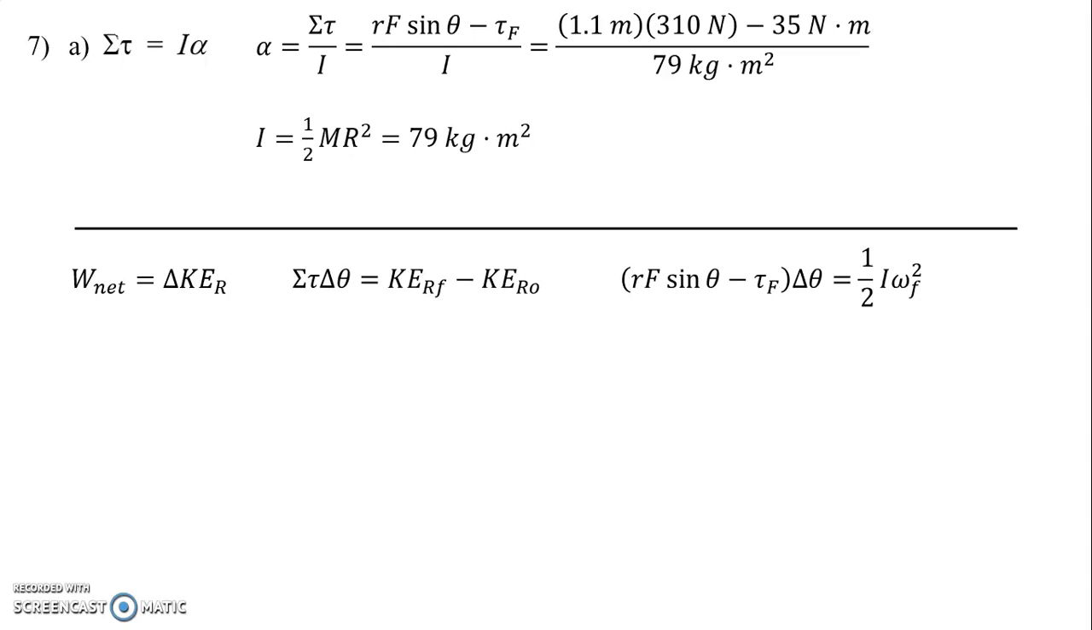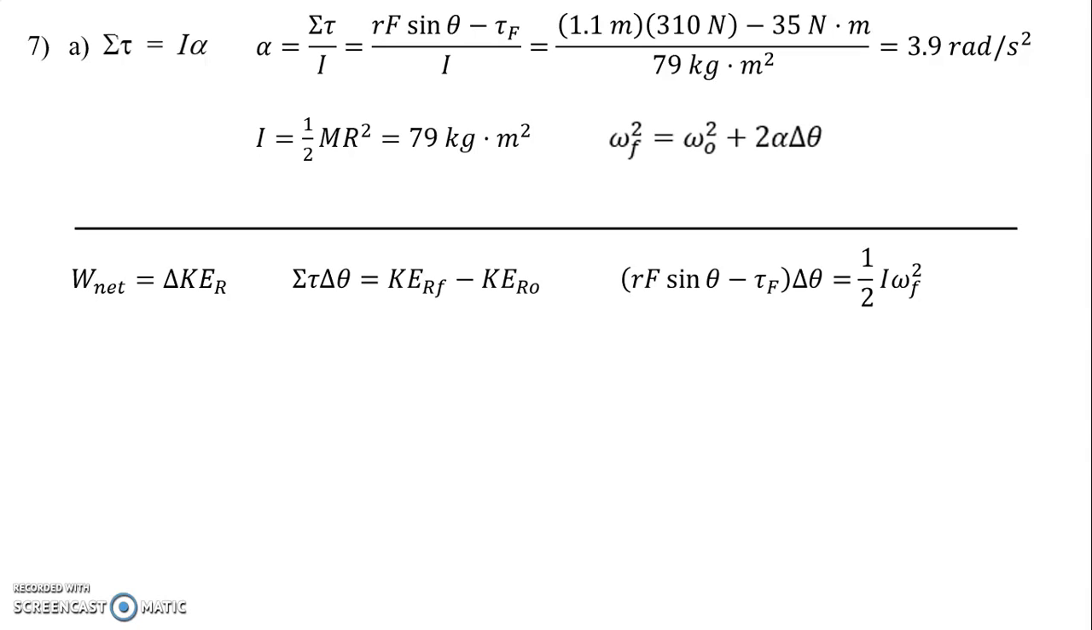Remember, the theta here is the angle between the position vector and the force being applied. And so it says he's pulling tangent to the wheel. The position vector is basically the radius of the wheel, and of course they're going to be at 90 degrees to each other. Sine 90 is 1, so I'm just dropping that out immediately just to remove the confusion. And so here as a checkpoint, you should be getting angular acceleration of 3.9 radians per second squared.